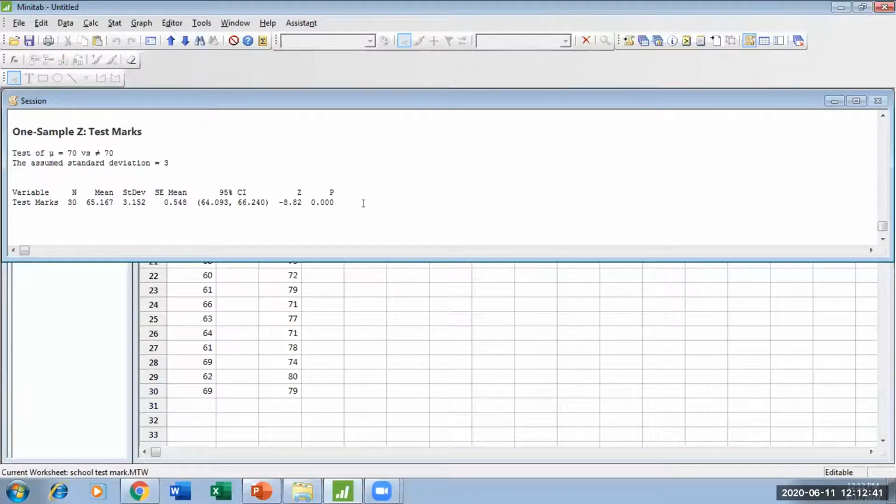What I am interested in is straight away this p-value. Minitab could tell me only 0 because it is very close to 0. So it just rounds it off and gives me a value saying that p-value is 0. Now look at my PPT.